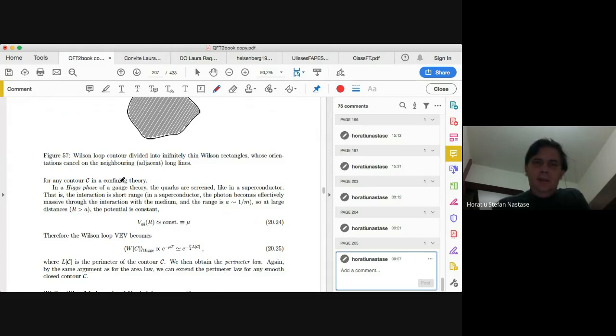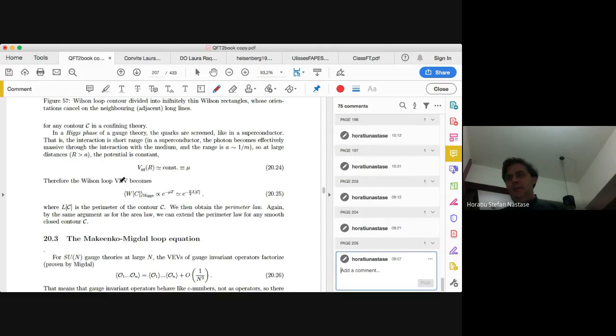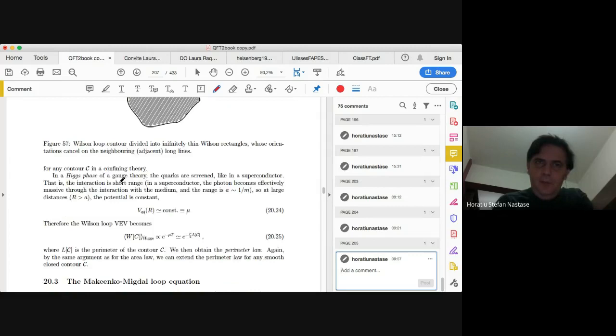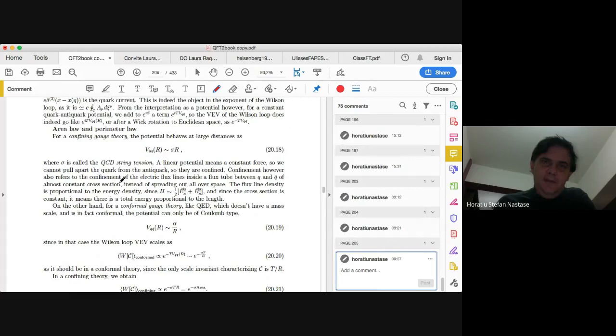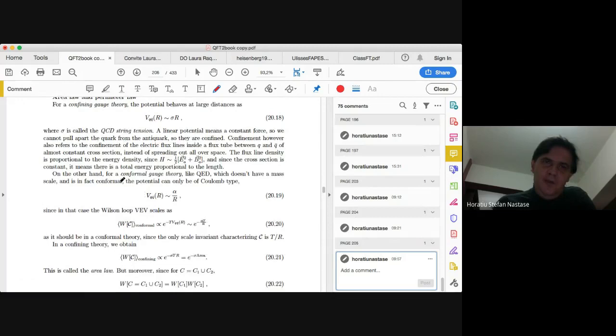So we have seen that in a confining phase, we have the area law. In a Higgs phase, we have the perimeter law. That is for a confining gauge theory. But then for a conformal gauge theory, I have a Coulomb potential.